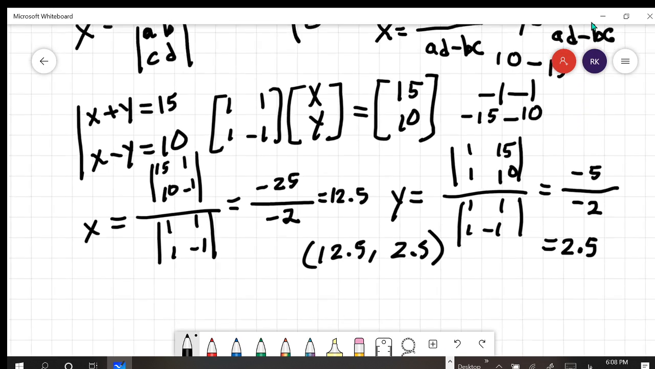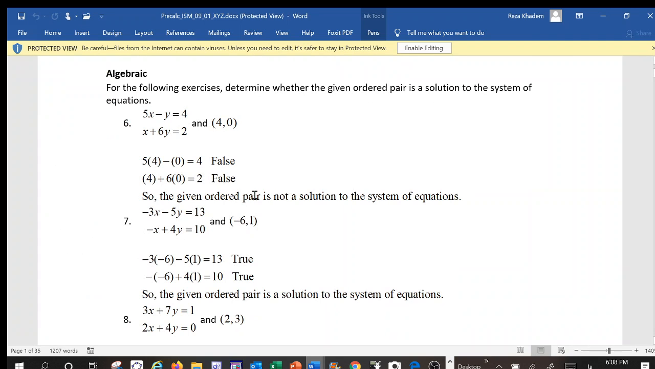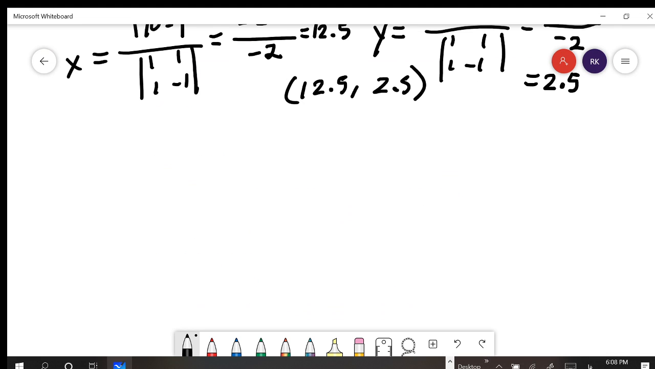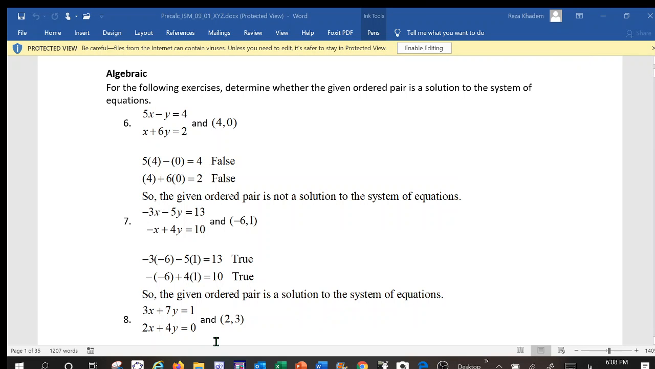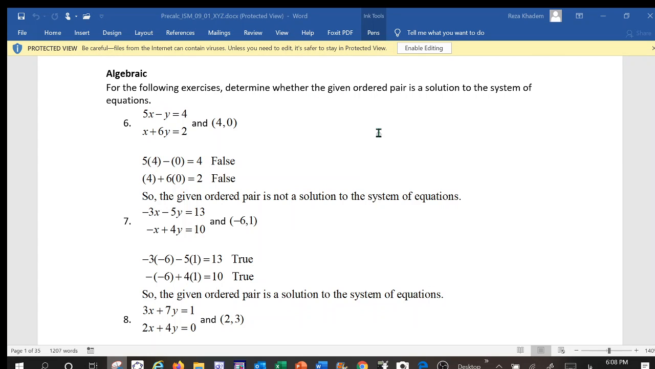All right, now let's look at some examples quickly, and then we go to 3 by 3. Here we go, we have some examples here. It says, for the following exercises, determine whether the given ordered pair is a solution to the system of equations. I'm going to close this, I don't really need it anymore because this one is much easier to use.